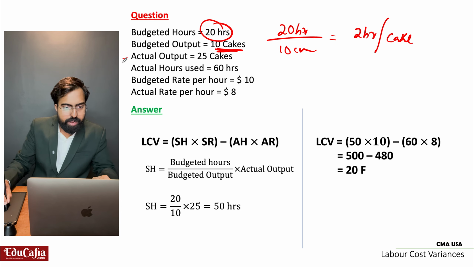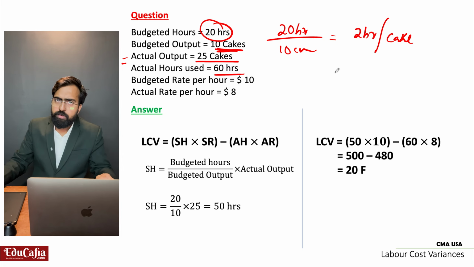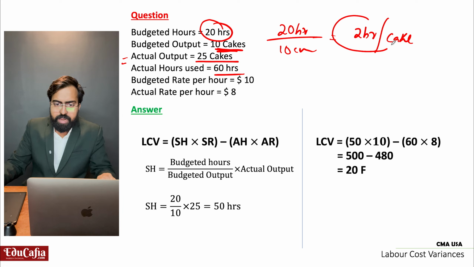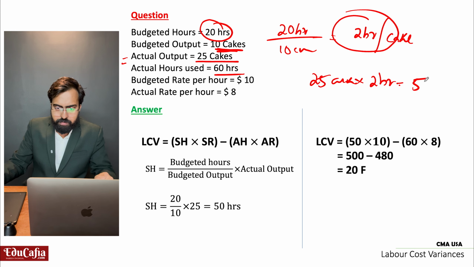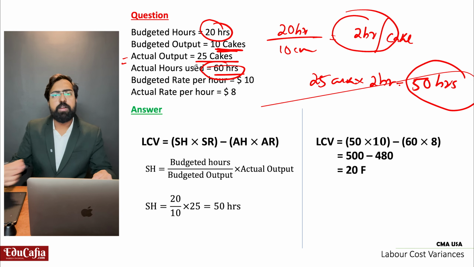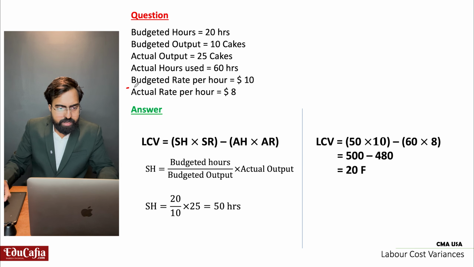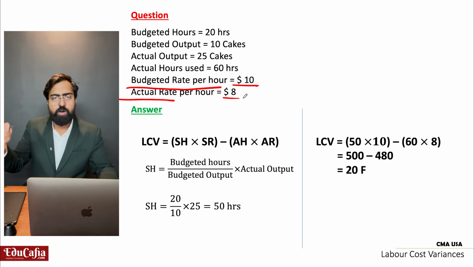Actually what happened? 25 cakes were produced, and 16 hours were actually used. But standardly how much should they use? Per cake 2 hours, right? So 25 cakes into 2 hours is equal to 50 hours. So standardly they have to use 50 hours, but actually what happened? 16 hours, right? So next, budgeted rate per hour $10, actual rate $8.